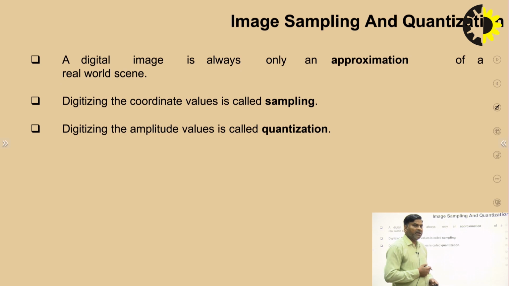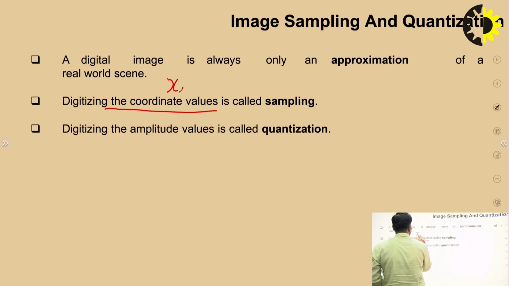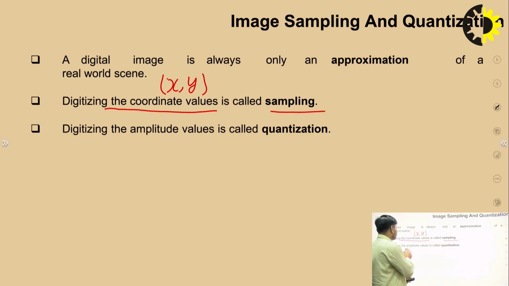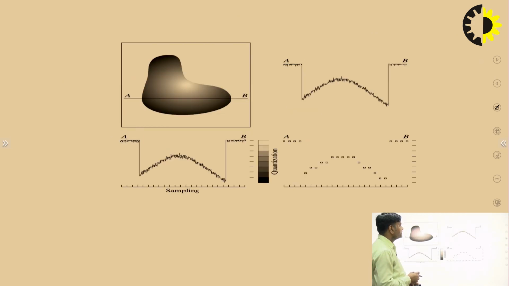If we talk about sampling and quantization, if we want to sample or quantize a particular image, we digitize the coordinate values. What are the coordinate values? x comma y. If we digitize x, y, that process is called sampling. And if we digitize the amplitude value, that is f, the amplitude value, that process is called quantization. This is the diagram for sampling and quantization.